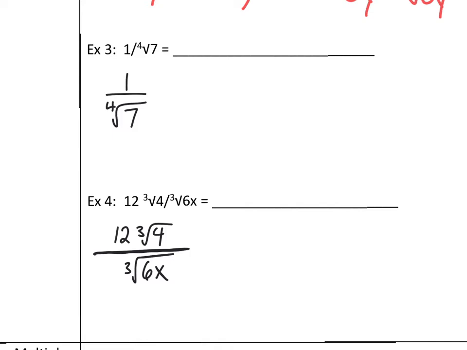All right, the first one. 1 over the 4th root of 7. What's the first thing that you did? Multiplied. So just looking at it, it looks like it's pretty simplified, right? But what's wrong with it? The radical on the bottom. I can't have that, okay? So that's what I need to multiply by. It's just 4th root of 7.